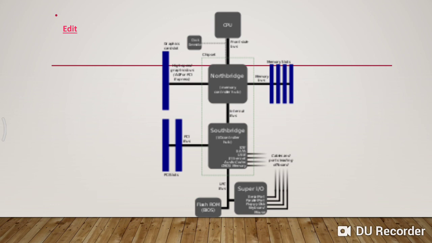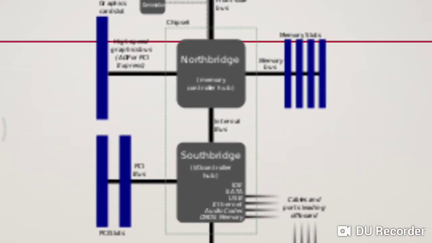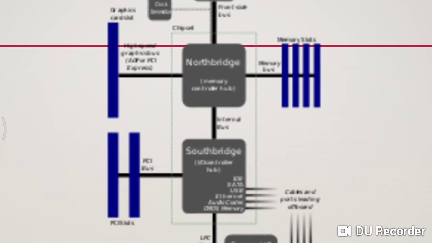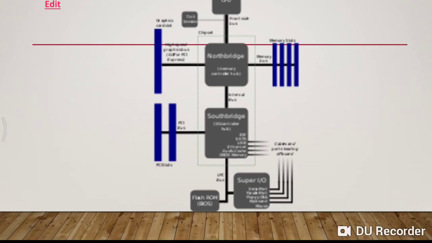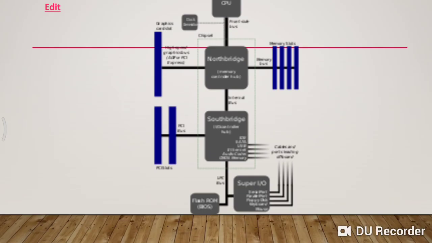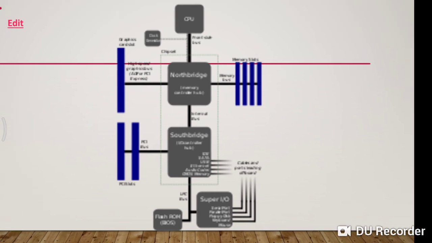This is the diagram of an integrated GPU. It's not clearly visible, but here is the north bridge and here is the south bridge of the GPU, and it shows the graphic processing unit.